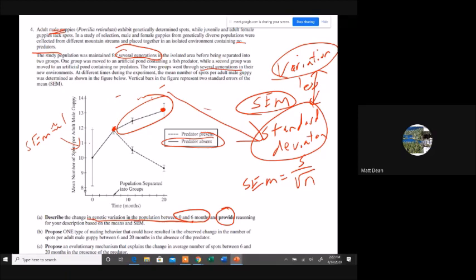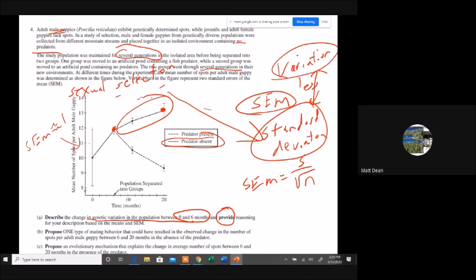Mean number of spots goes up. And we're trying to describe a mating behavior that would have resulted in that change. What the spots are about is attraction of a mate. This is what we call sexual selection. So my answer here would be that sexual selection is going on, that females prefer males with more spots. Therefore, males with more spots mate more often and reproduce more babies. So the genes for lots of spots increase faster than the genes for not many spots.